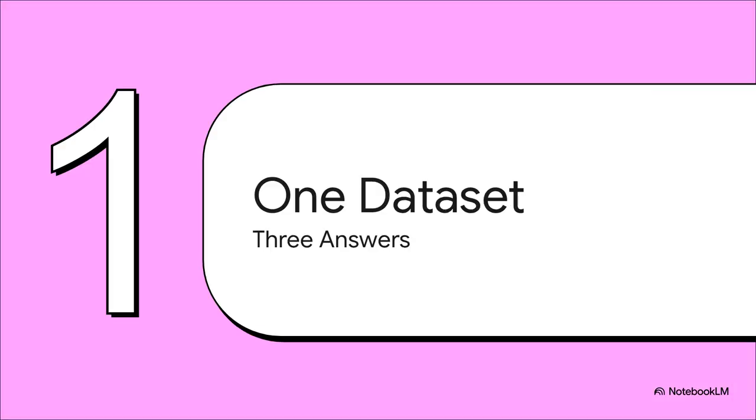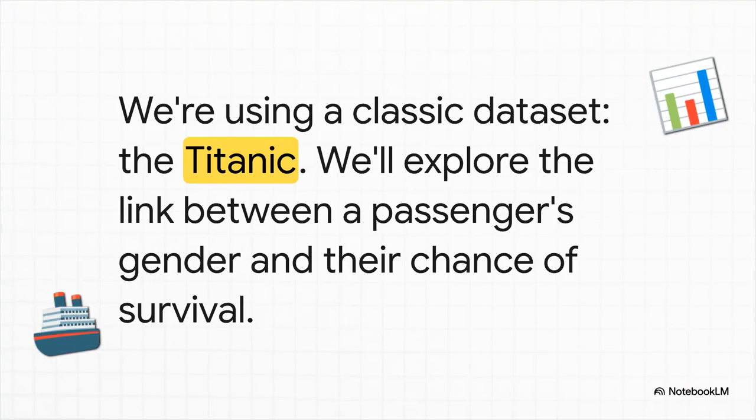Okay, section 1. One data set, three answers. Let's see how this plays out in the real world. For our case study, we're using a story you probably know really well, the Titanic. We're going to zero in on one of the most famous relationships from that disaster, the connection between a passenger's gender and their chance of survival.